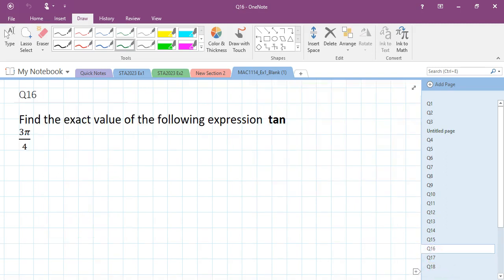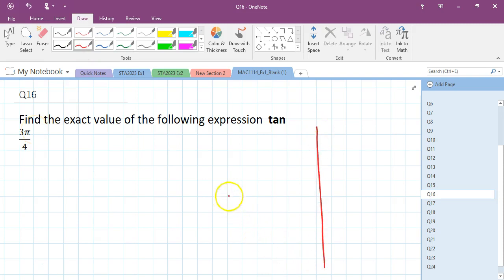So 16. It says find the exact value for the following expression, tangent 3 pi over 4. Okay? So remember in class we talked about this. I said that I would provide this table for you. I don't know about other trig teachers, but I'm going to provide this one.